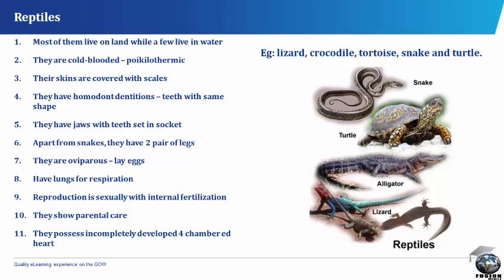They are oviparous. They have lungs for respiration. Reproduction is sexual with internal fertilization. They show parental care. They possess incompletely developed 4-chambered heart. Examples of reptiles are lizard, crocodile, tortoise, snake, and turtle.